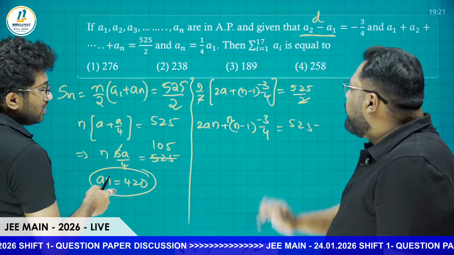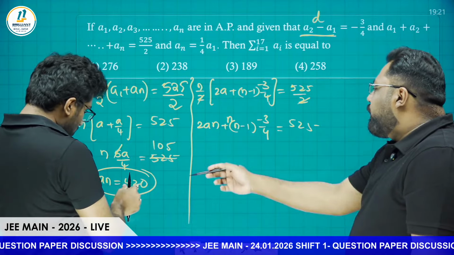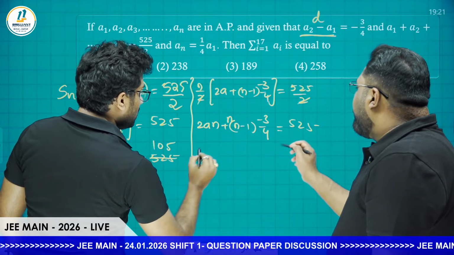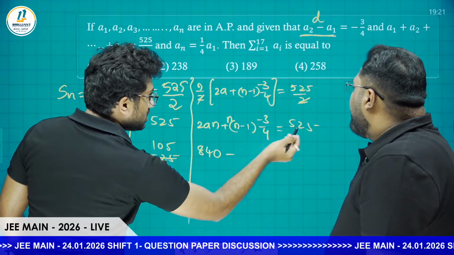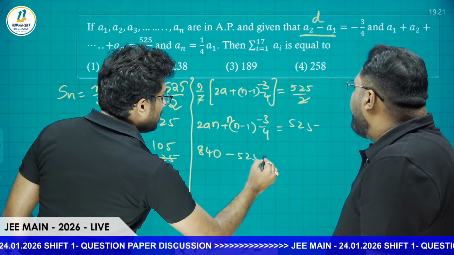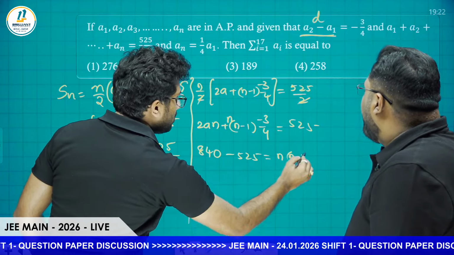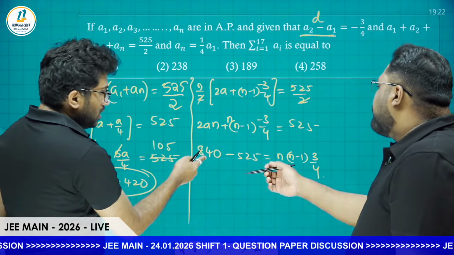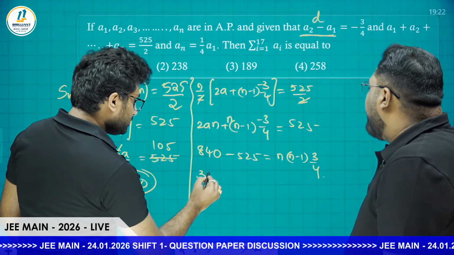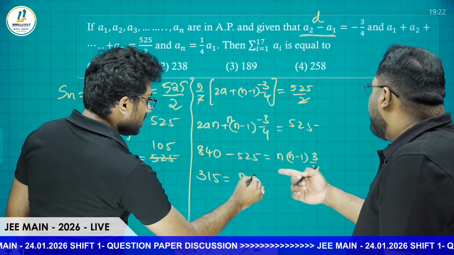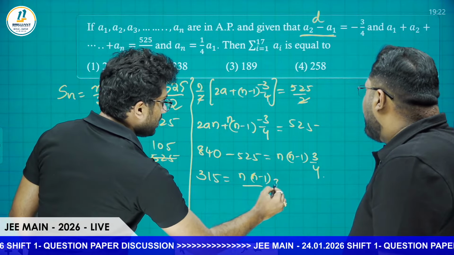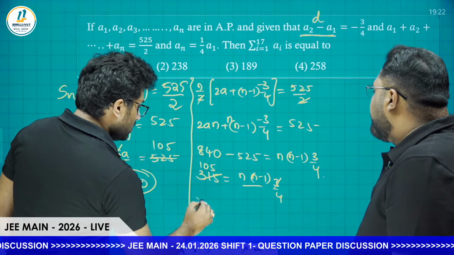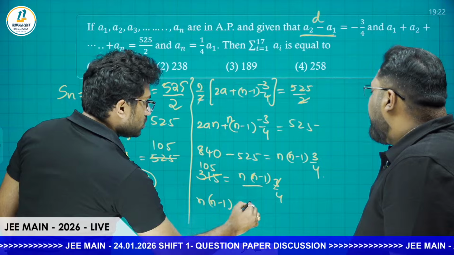AN is 420, you can put there. 2 times 420 is 840. 840 into 4, 840 minus 525 will be equal to N into N minus 1 into 3 by 4. This will be 315. So 315 is equal to N into N minus 1 into 3 by 4. 3 ones are 3, 5s are 5... N into N minus 1 is equal to again 420.